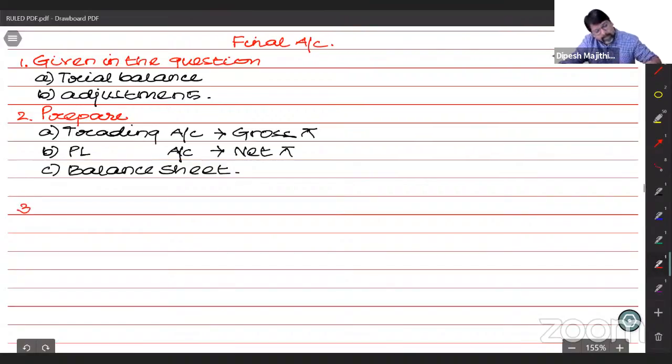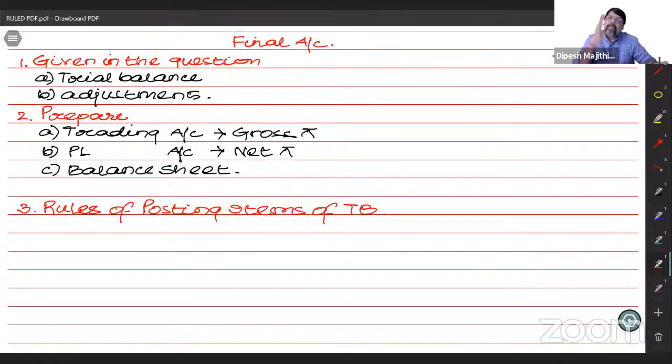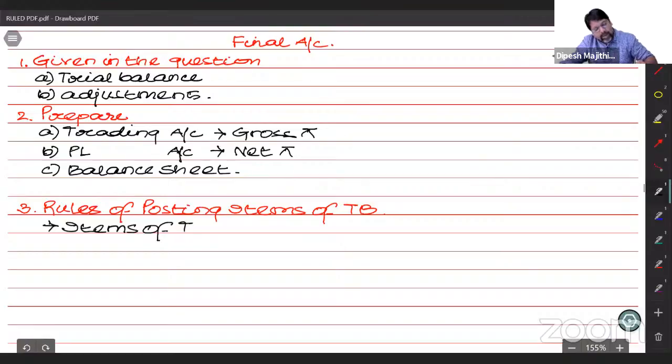Now chartered, three. Rules of posting items of trial balance. Now, trial balance has debit items as well as credit items, correct? Items on the debit side, items on the credit side. First point is, items of trial balance will be posted once.